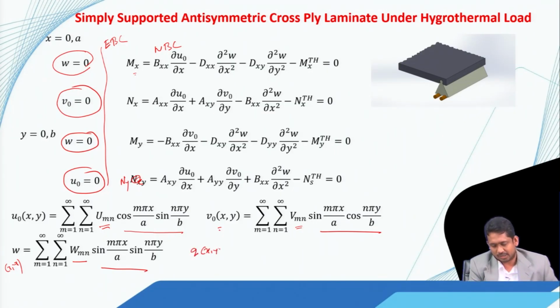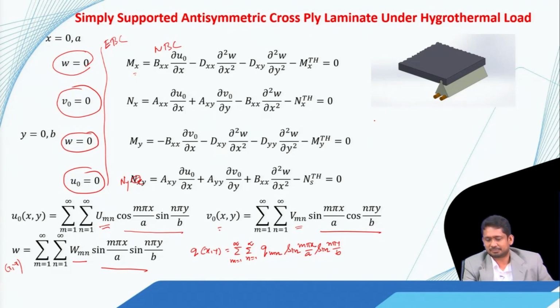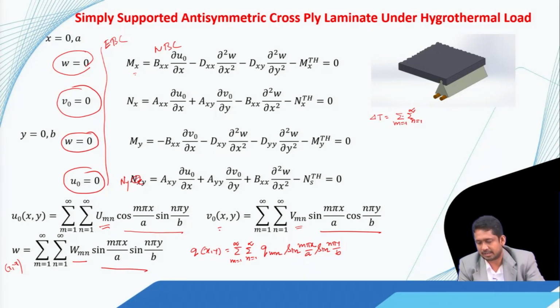and also we assume the load Q(x,y) also in the form of a trigonometric series, and this we can write as Qmn sin m pi x by a sin n pi y by b, and also we write the temperature change delta T as summation n equal to 1 to infinity, m equal to 1 to infinity, Tmn sin m pi x by a sin n pi y by b, and delta H, the change in the moisture level, as again a double summation m equal to 1 to infinity, n equal to 1 to infinity, Hmn into sin m pi x by a sin n pi y by b.